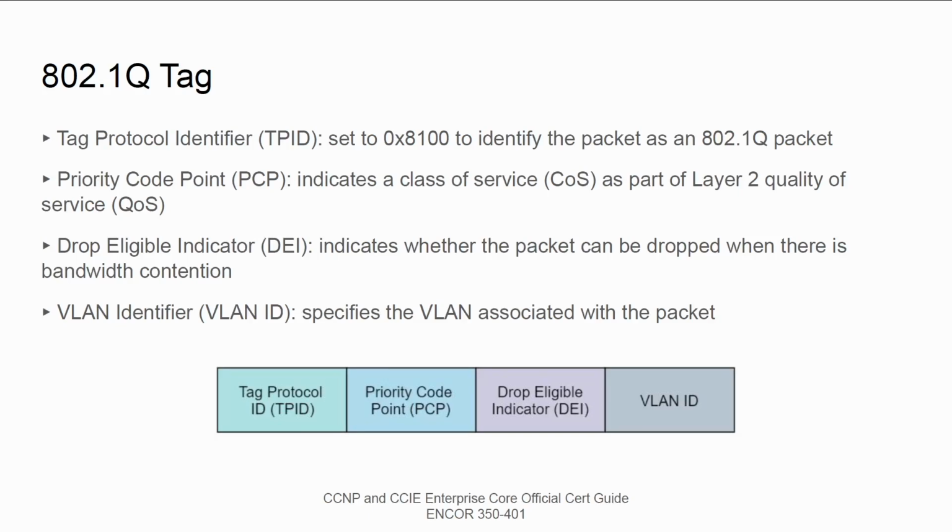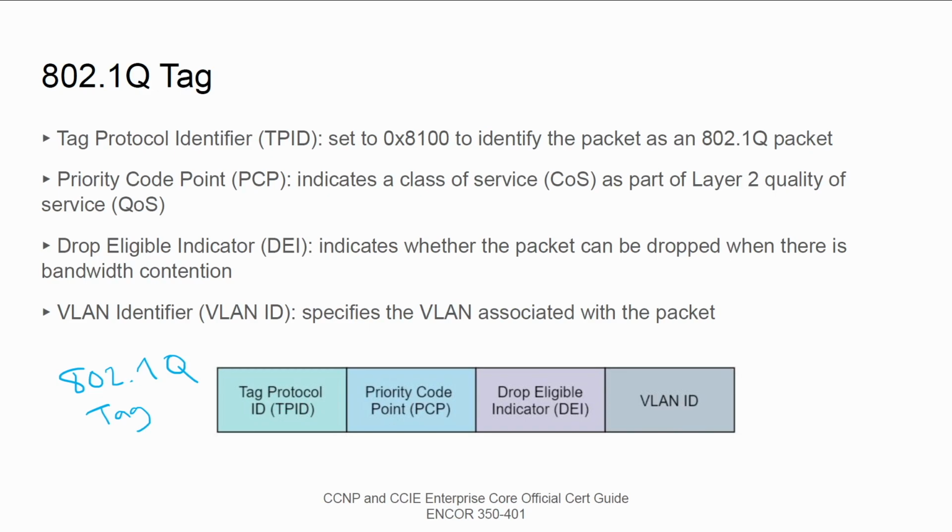So now let's talk about the 802.1Q tag. You can see the tag format at the bottom of the slide here, and it has four different fields. So this one right here is the 802.1Q tag. This entire thing. Now the first field is the tag protocol identifier field, also shortened as TPID. And it is set to a specific value to identify the packet as an 802.1Q packet.